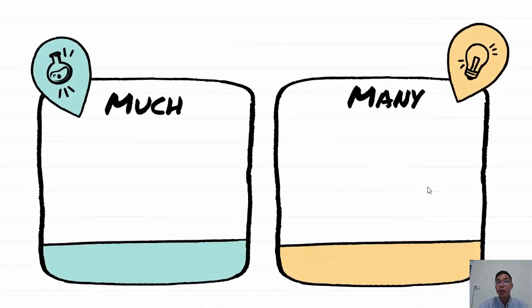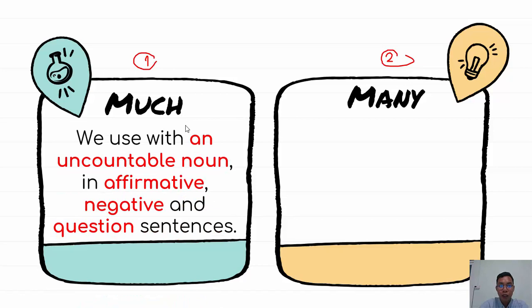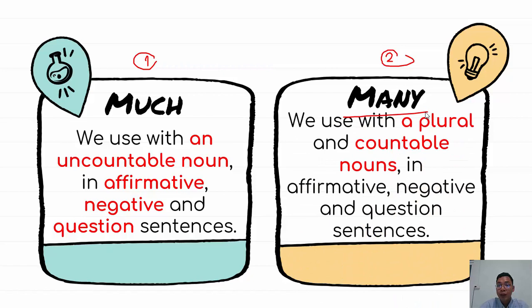Okay, let's make a conclusion for these two. First one is much, second one is many. So when do we use much? We use much with an uncountable noun in affirmative, negative, and question sentences. Many, we use many with plural and countable nouns in affirmative, negative, and question sentences.